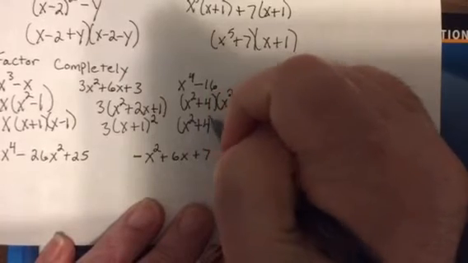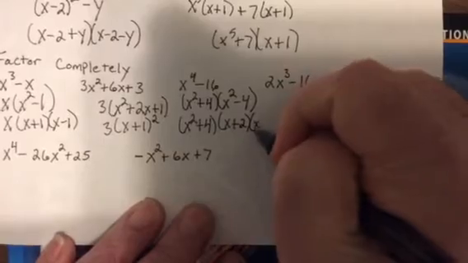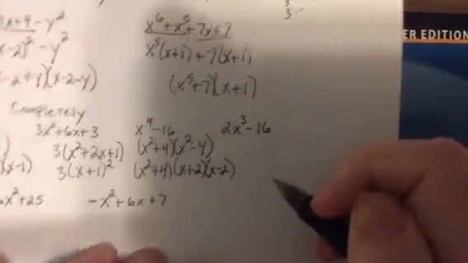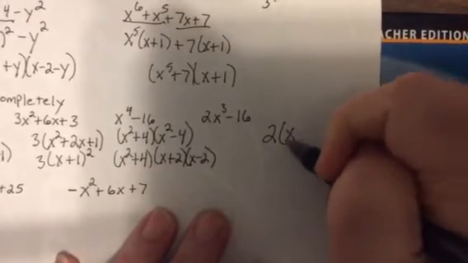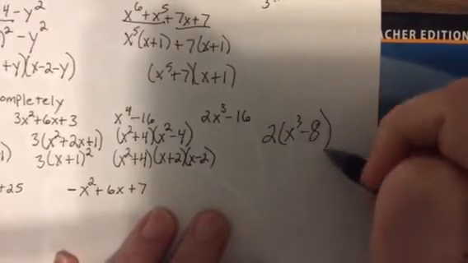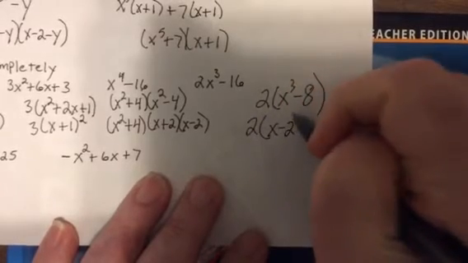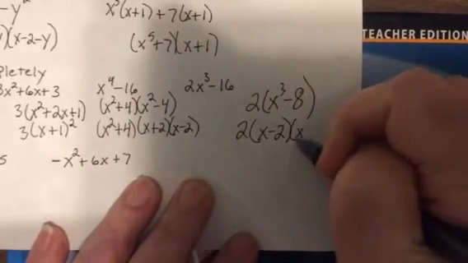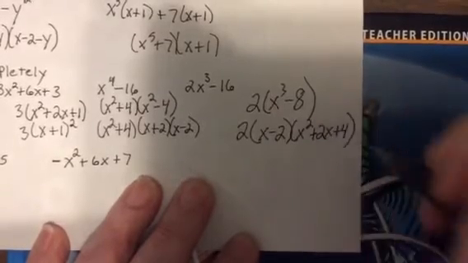So x squared plus 4, x plus 2, x minus 2. I ran into this one, sorry. GCF is 2, so I'd have 2x cubed minus 8. Oh, that's a difference of cubes. So it'd be 2x minus 2, x squared plus 2x plus 4.